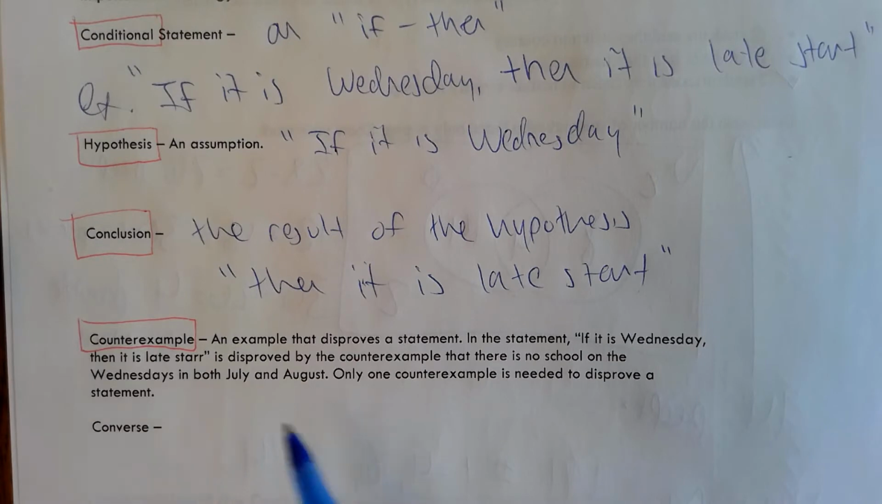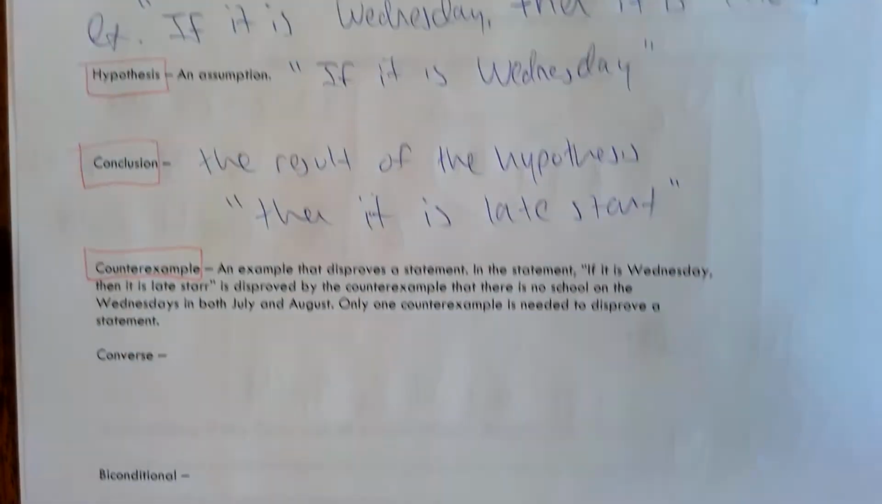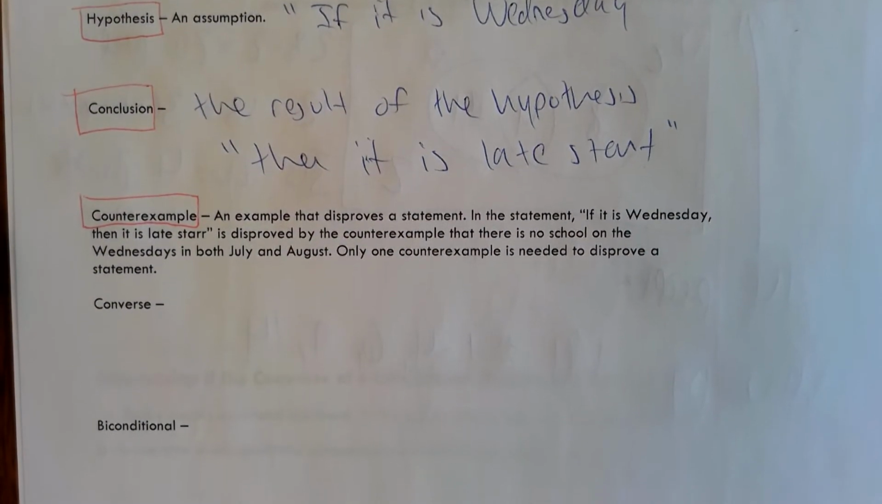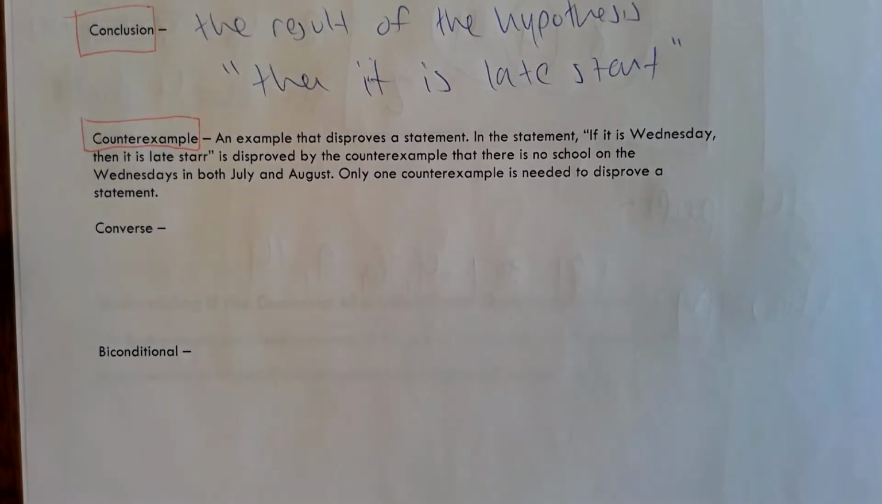Or if schools are closed, then there is no late start. You know what I mean? You wake up and you get to it. So you only need one counterexample to disprove something, and it's just a tiny little statement that says, okay, well, it's not true in this example. So you usually only need to think of one. You don't need to think of a bunch of them, just one.